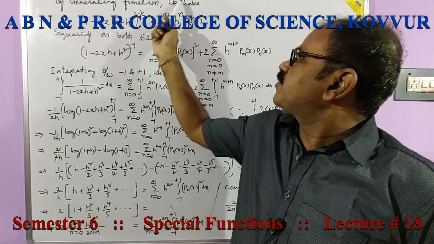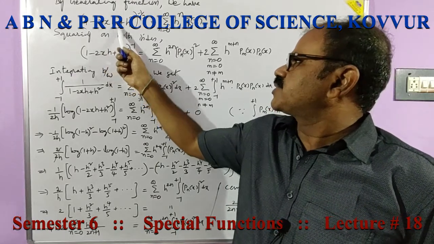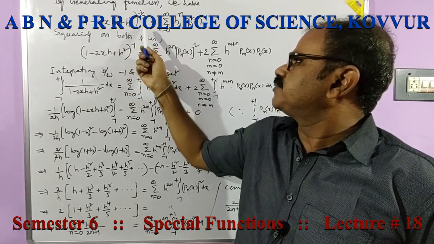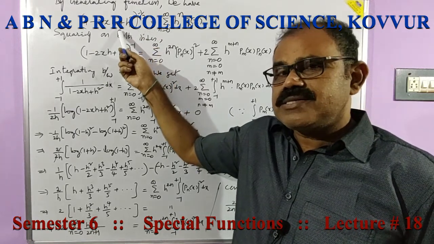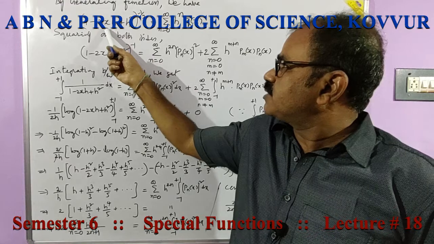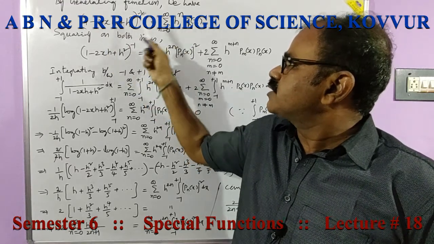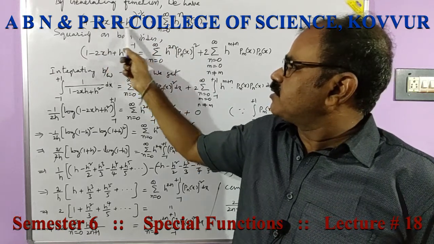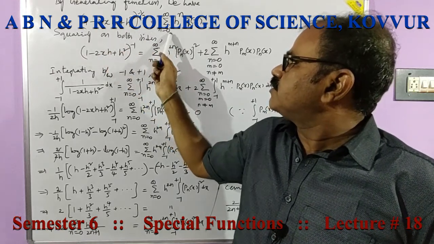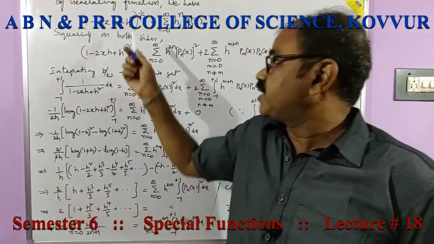By the generating function, as you know, 1 minus 2xh plus h square to the power minus 1 by 2, in which the coefficient of h power n is Pn(x). Therefore, this is exactly equal to the sum over n from 0 to infinity of h power n Pn(x). This is by the generating function.